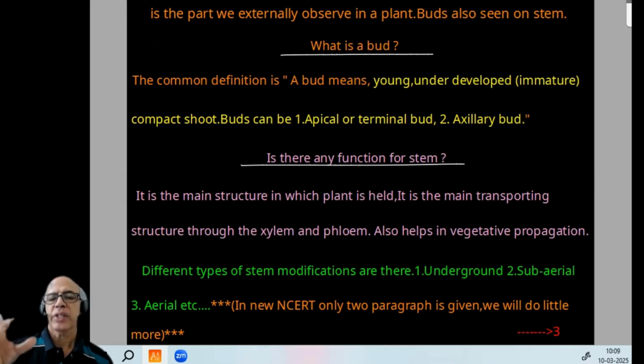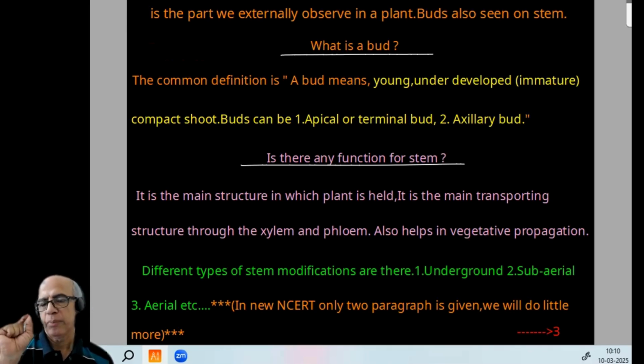And the stem is the main transporting structure through the xylem and phloem. As you already know, xylem carries water and minerals, and phloem carries food. The stem can also help in vegetative propagation. Different types of stem modifications are available. It depends on physical, physiological, morphological, genetical and evolutionary aspects why or how the modification should come. And basically, there are 3 types of stem modification: one is underground, second is subaerial, and third is aerial.